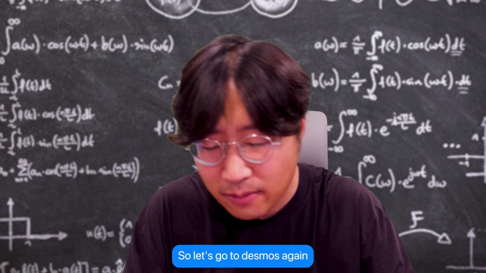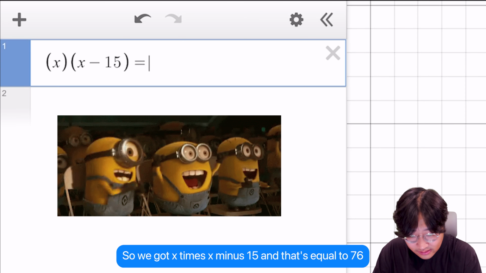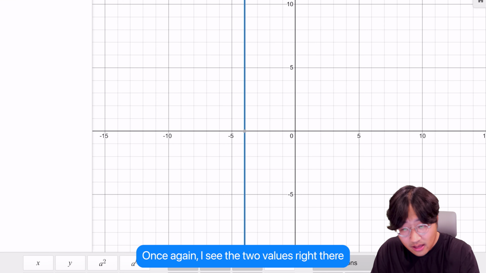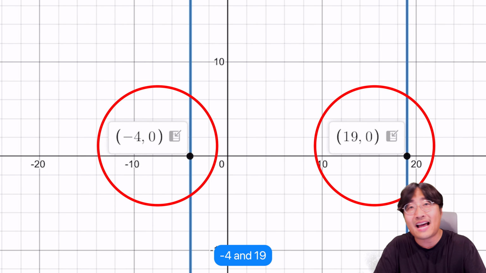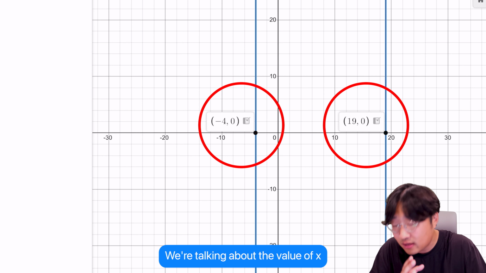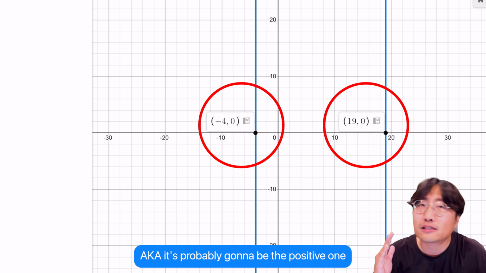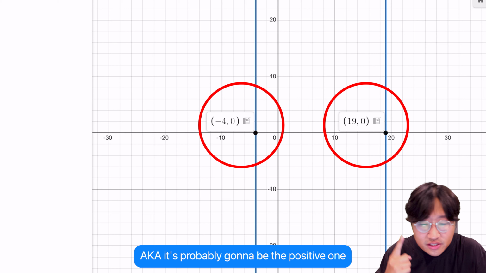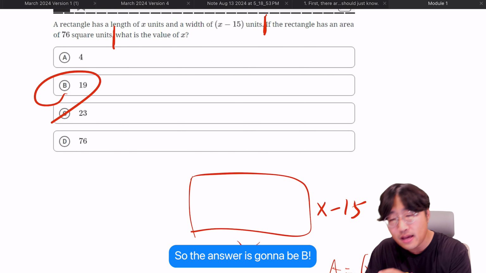So let's go to Desmos again. We got x times (x minus 15), and that's equal to 76. Once again, I see the two values right there, negative 4 and 19. We're talking about the value of x, which represents the length, so it's probably going to be the positive one, which is 19 instead of the negative 4, right? So the answer is going to be B.